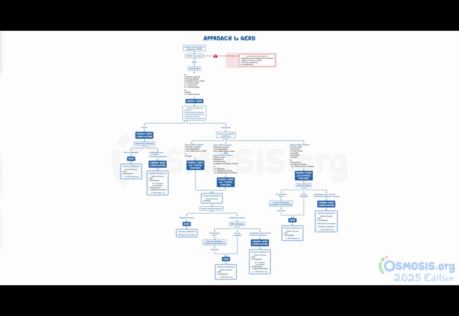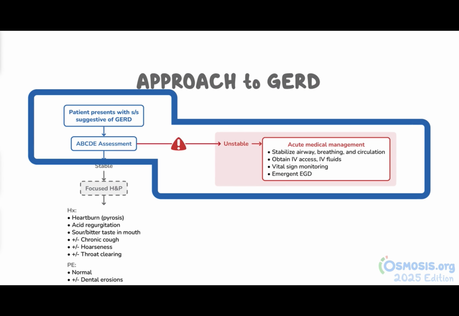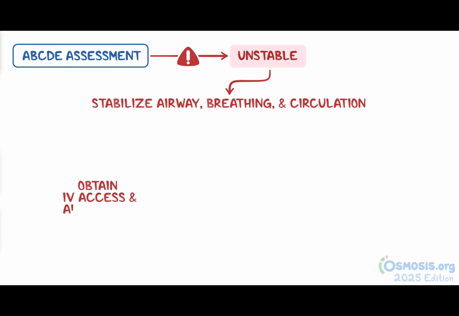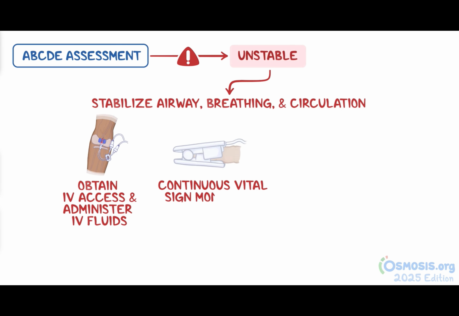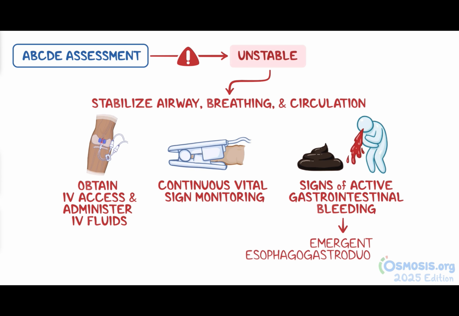Now, if your patient presents with signs and symptoms suggestive of GERD, you should first perform an ABCDE assessment to determine if your patient is unstable or stable. If unstable, stabilize their airway, breathing, and circulation. Next, obtain IV access and administer IV fluids. And don't forget to put your patient on continuous vital sign monitoring. Finally, if you identify signs of active gastrointestinal bleeding, such as melena or hematemesis, perform an emergent esophagogastroduodenoscopy, or EGD.